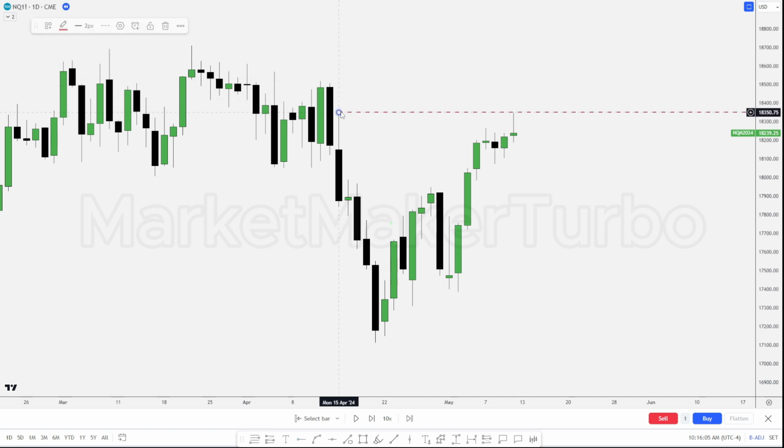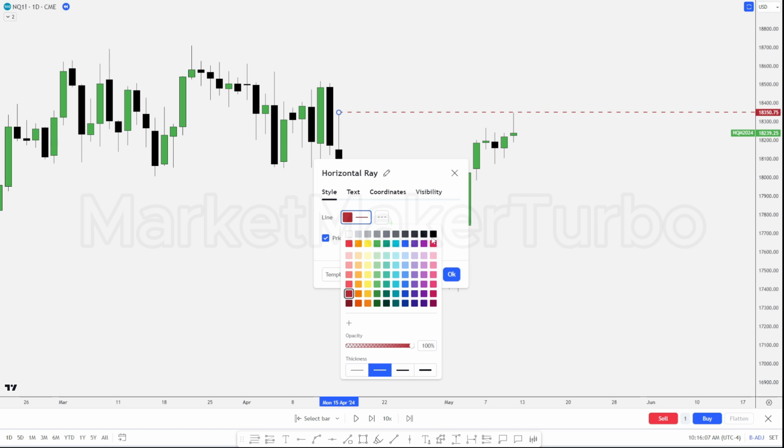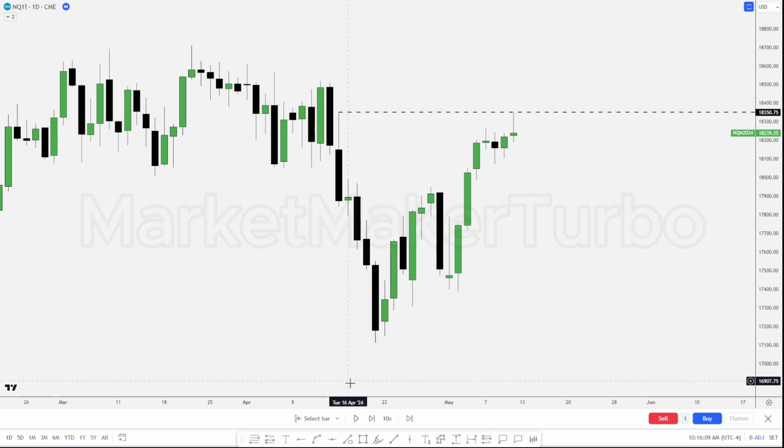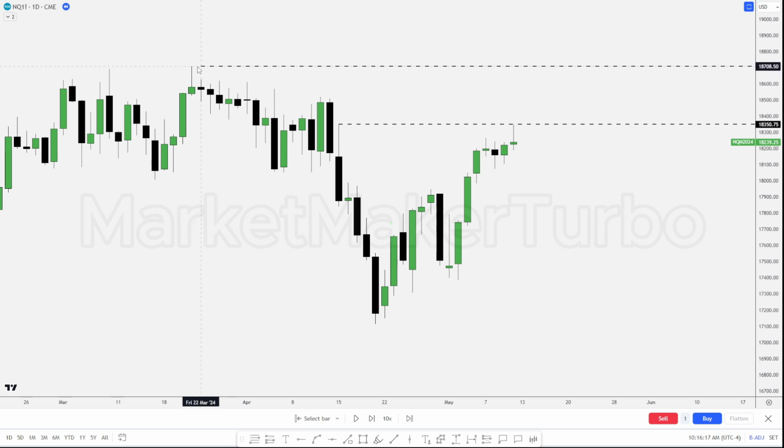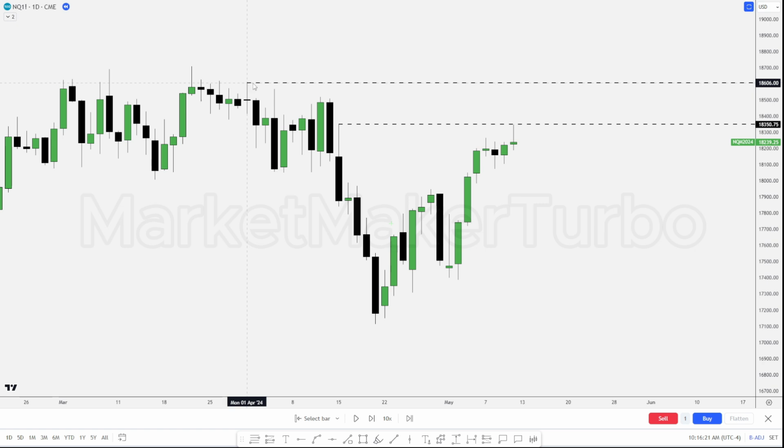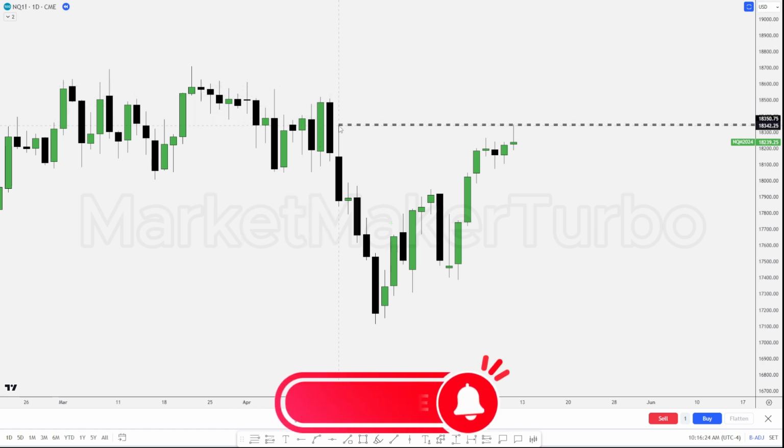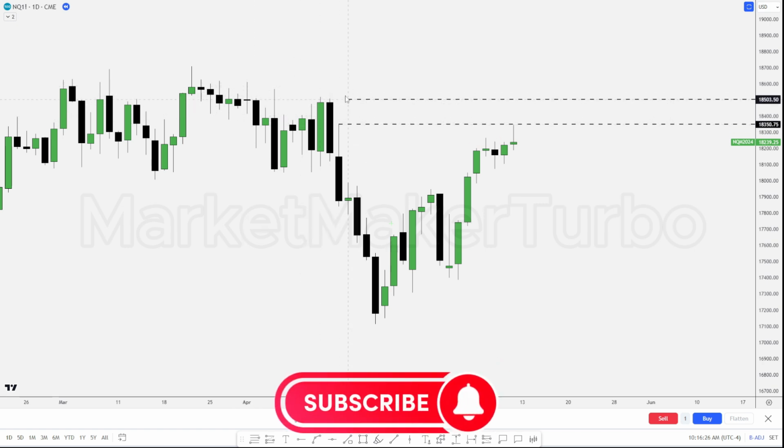So this level here is liquidity. Long term, we're looking up here. And usually when I have a long-term bias like this, where I just see liquidity, I'll always go to the next piece until I got there. So this would be my objective.